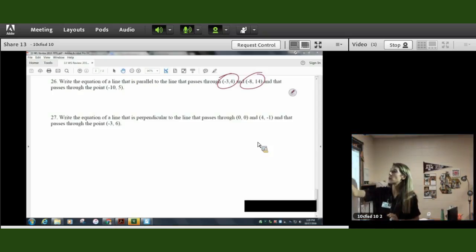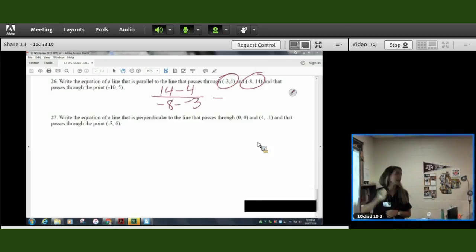Very good. So I'm going to do y minus y divided by x minus x. Do not leave out a minus or a negative. X plus 3. That could be detrimental to the whole problem.